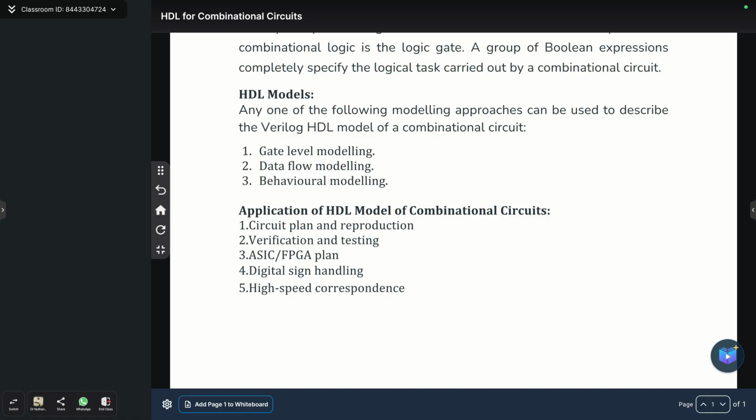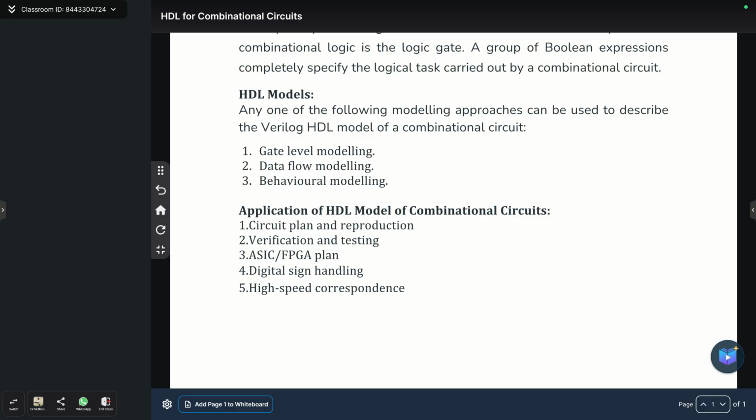The data flow modeling is nothing but your data, it is scattered and displayed in a truth table as well as your K maps. That is data flow modeling. Then behavioral modeling, especially marks behavior, how our output is depending on inputs. That analysis also we have done for this HDL model.